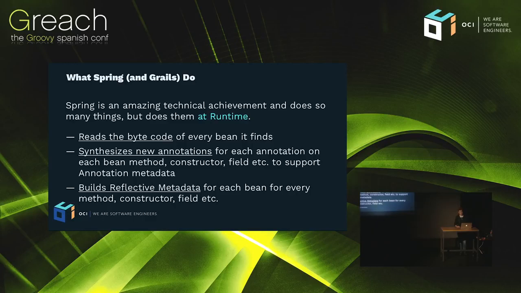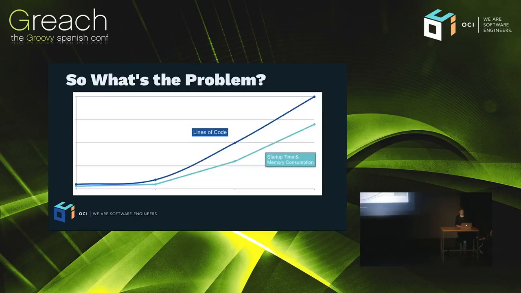Slow in terms of invocation, slow in terms of retrieval, and it impacts startup time. The more reflective metadata that you read, the slower your application starts up. What this means is there is a direct correlation, in a Spring or Grails project, between the number of lines of code that you have and the startup time and memory consumption. So the more lines of code you have, the slower your application will start up and the more memory it will consume. Now, you may think that this is not such a problem.